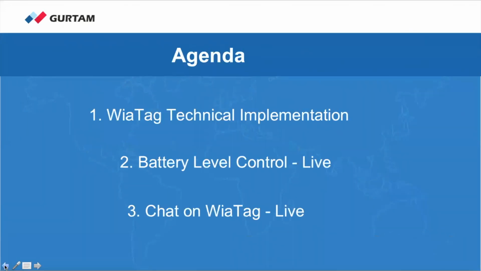And let us look at the agenda. First, I'd like to talk with you about WiaTag technical implementation. That means what settings you need to know about when you just start working with the WiaTag app. And then we'll talk about how you can control the battery of WiaTag units and how you can use the chat with the WiaTag application. These two other parts of our webinar will be live, so we'll go to the Wialon interface and see how the setup looks like.